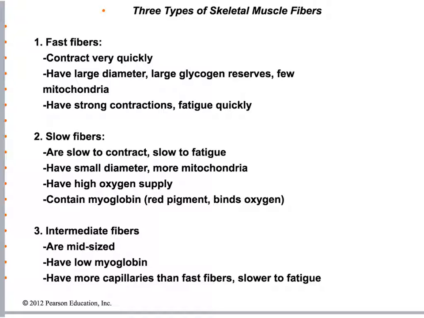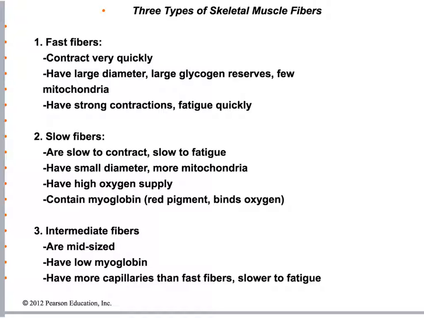There are slow fibers, number two. They're slow to contract, slow to fatigue. They have small diameter, they have much more mitochondria. They have a high oxygen supply, and they contain myoglobin. Myoglobin is the red pigment that binds oxygen.